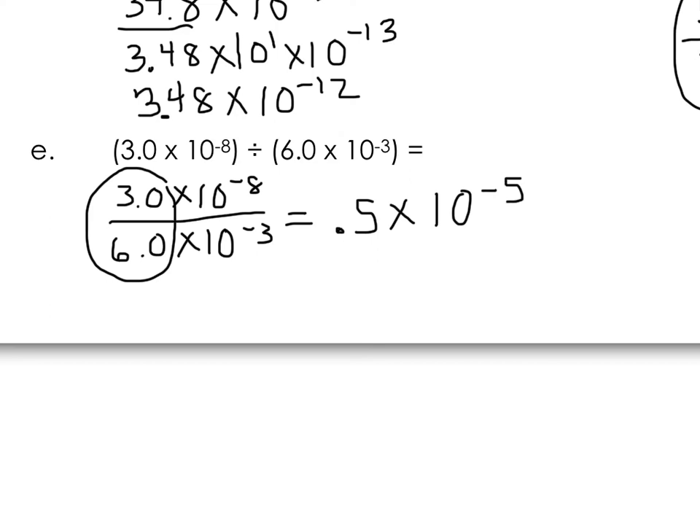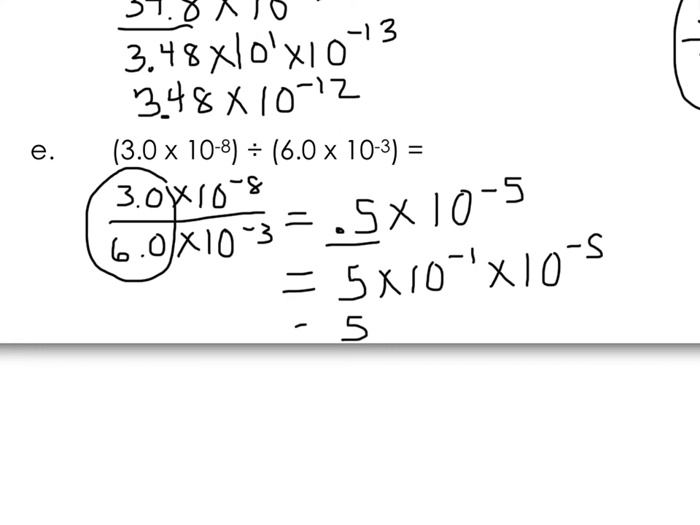Is this our final answer? Is it in scientific notation? No. This number is not greater than 1. So we need to change it to a number between 1 and 10. It was a small number. We moved the decimal one place, so it makes it times 10 to the negative 1 times 10 to the negative 5. So that gives us 5 times 10 to the negative 6. And that's our answer.